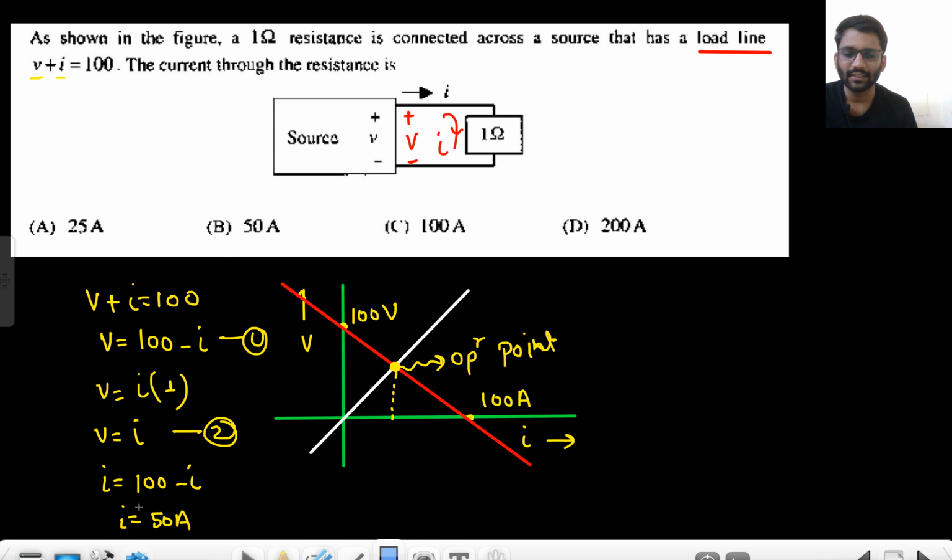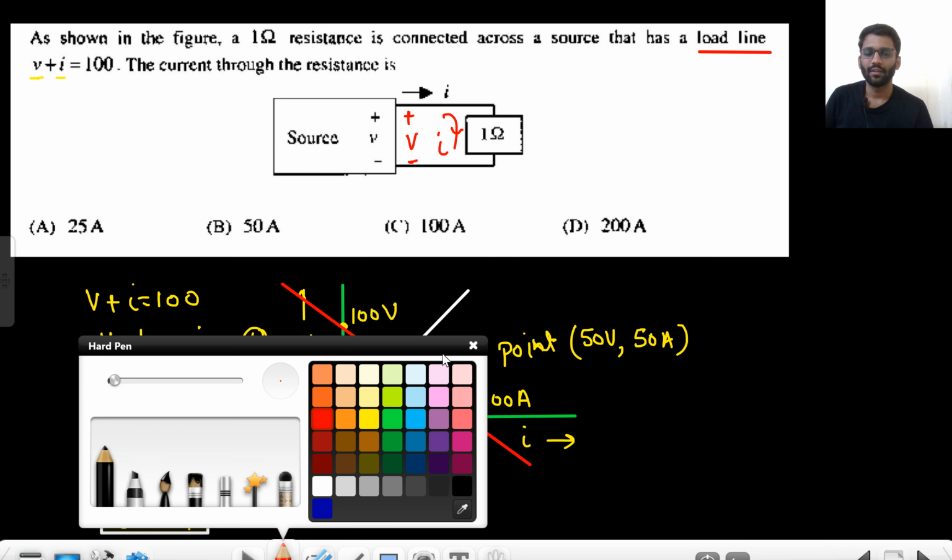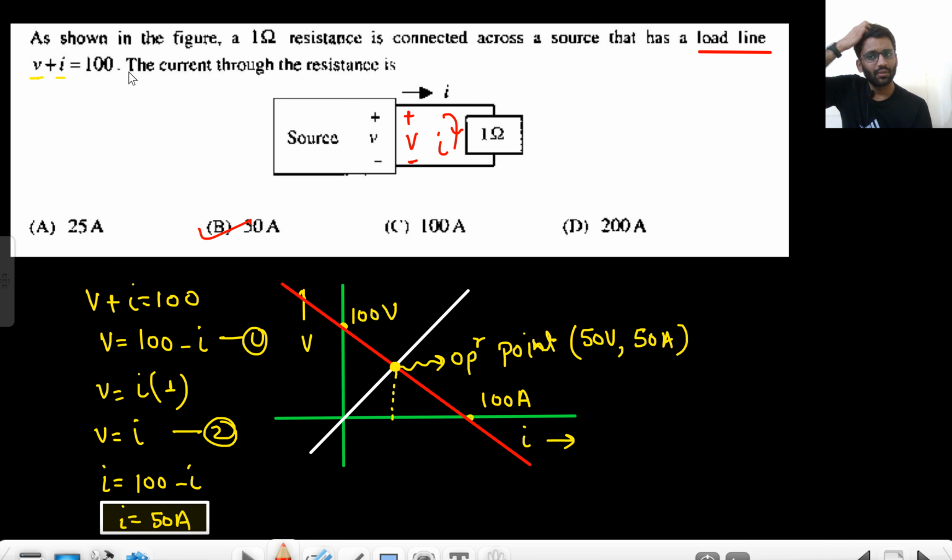Very easy question. I just picked it so that you get to know the meaning of load line. Load line is basically the relation between two quantities, V and I. We drew the graph, then one more graph. This is the operating point that we are getting: 50 volt and 50 ampere. Because V equals I, if I equals 50 ampere, the voltage is also 50 volt. Simply two equations and two variables, so you can get the value of V and I.